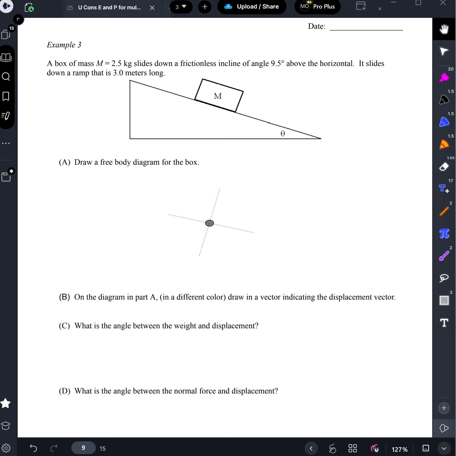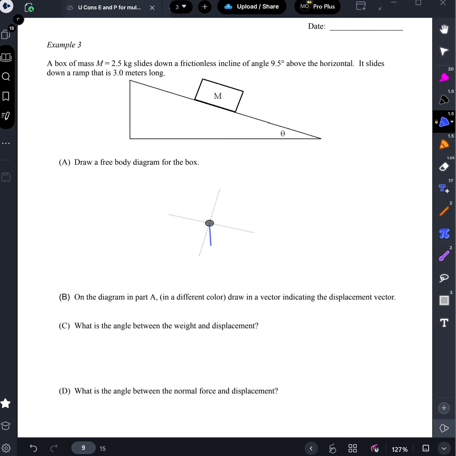The frictionless ramp example. With this, we're going to start by saying we've got a box whose mass is 2.5 kilograms sliding down a frictionless incline angled at 9.5 degrees with the horizontal. It slides down the ramp that is 3 meters long. So first things first, we're asked to draw a free body diagram for the box.